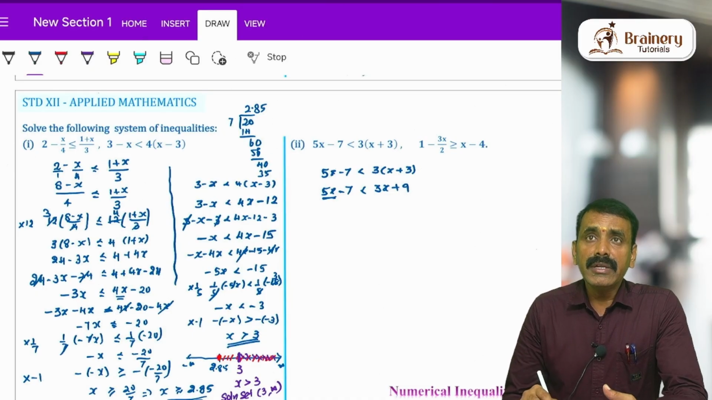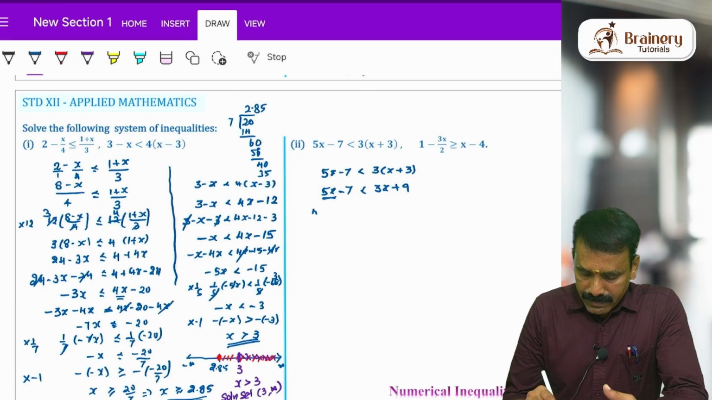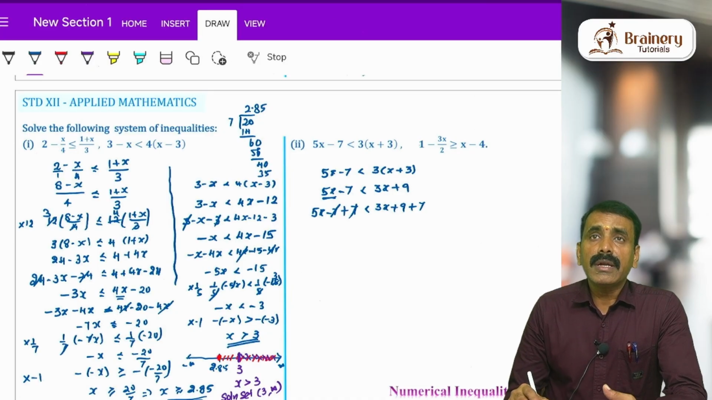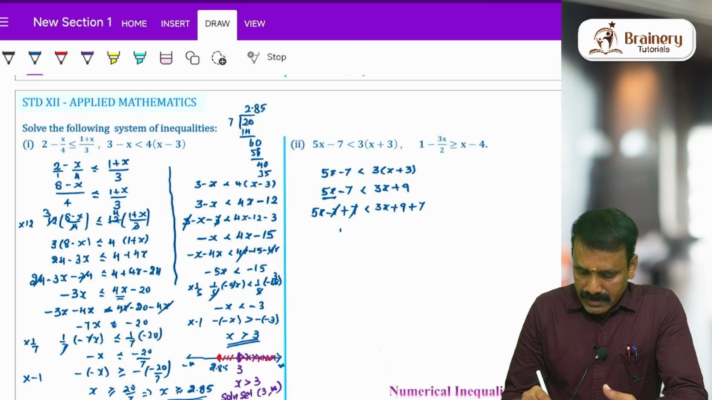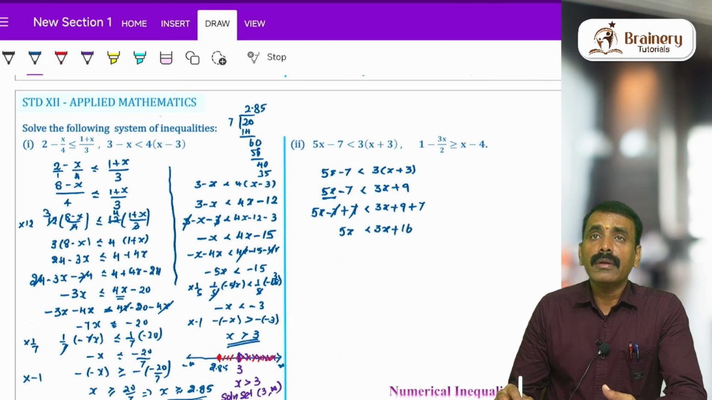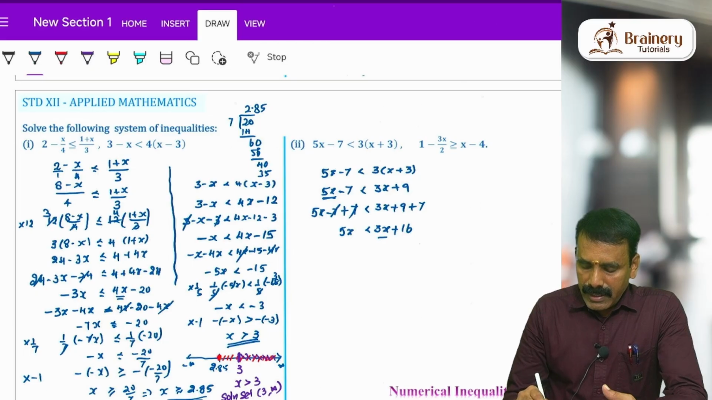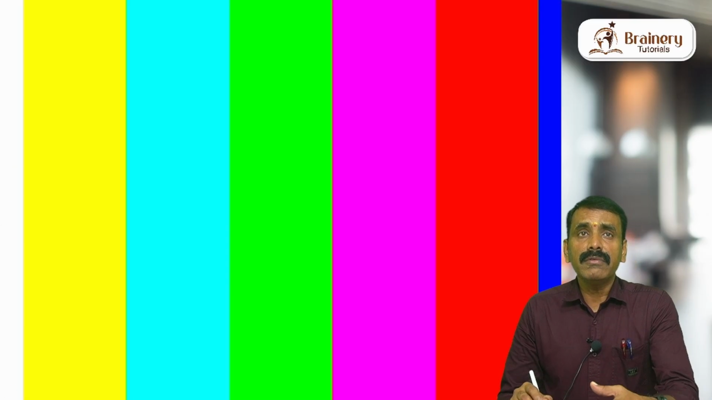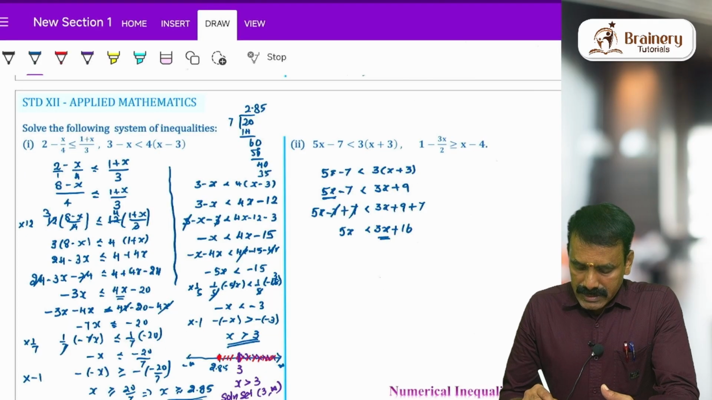So we add the additive inverse of minus 7. So what we get? 5x minus 7 plus 7 less than 3x plus 9 plus 7, in which minus 7 plus 7 on the left hand side get cancelled. So we get 5x is less than 3x plus 16. Now we have the variable term 3x on the right hand side. I want to eliminate that term on the right hand side. So the additive inverse of 3x is minus 3x.